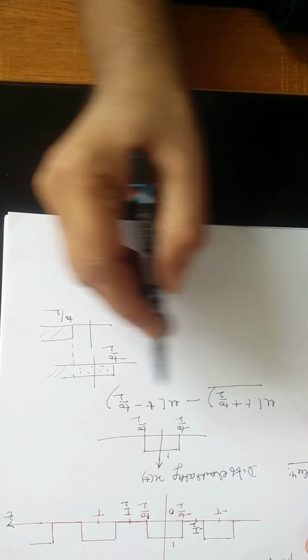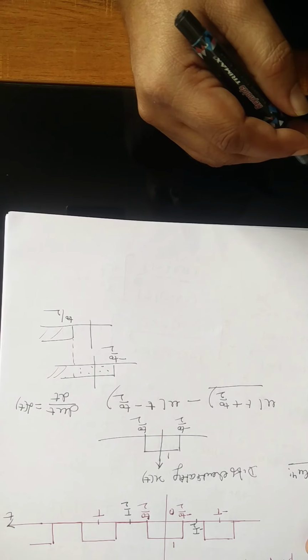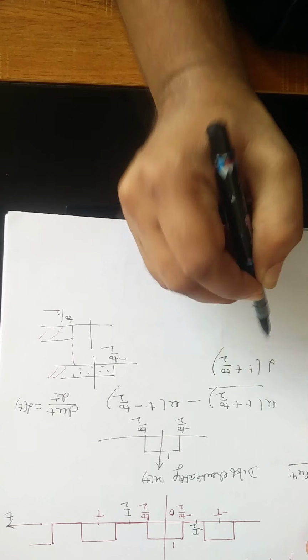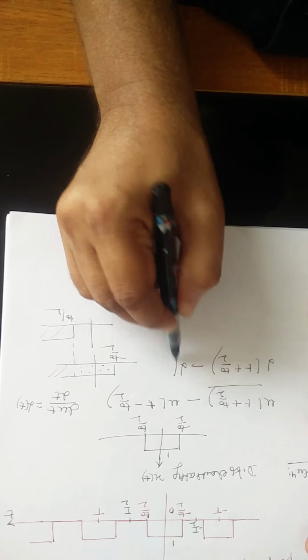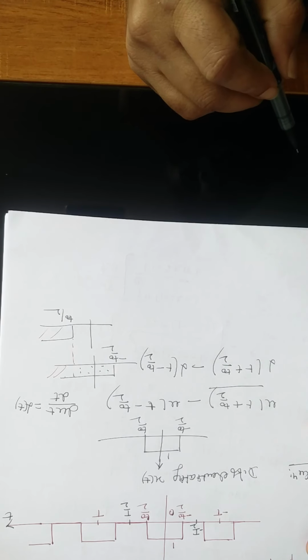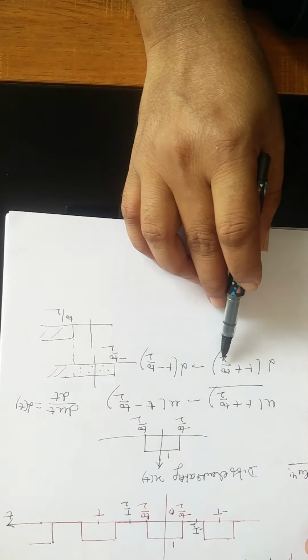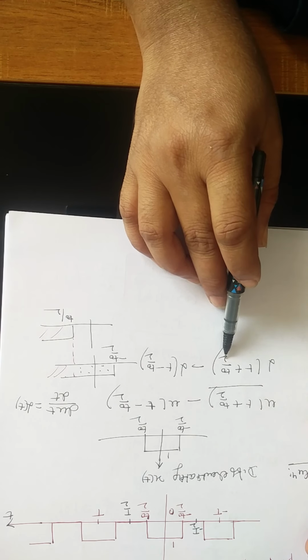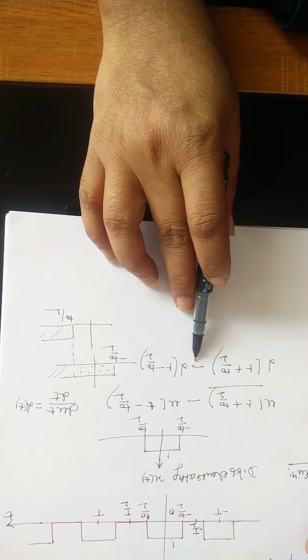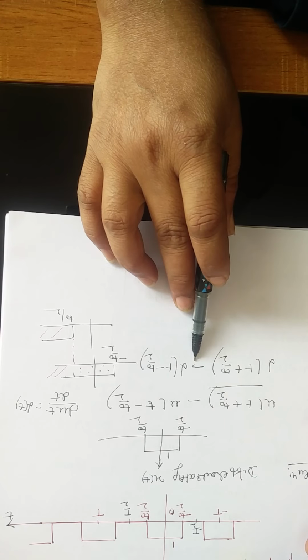What I will get here is the differentiation of u of t. We know that the differentiation of u of t is del of t, the unit impulse function. Differentiation of this part is del of t plus t naught by 2, and differentiation of this is del of t minus t naught by 2. When you plot this graph, a unit impulse function exists at minus t naught by 2, and this exists at plus t naught by 2, and its amplitude has a negative sign, so it will become minus 1. The same thing holds good for the entire periodic signal.